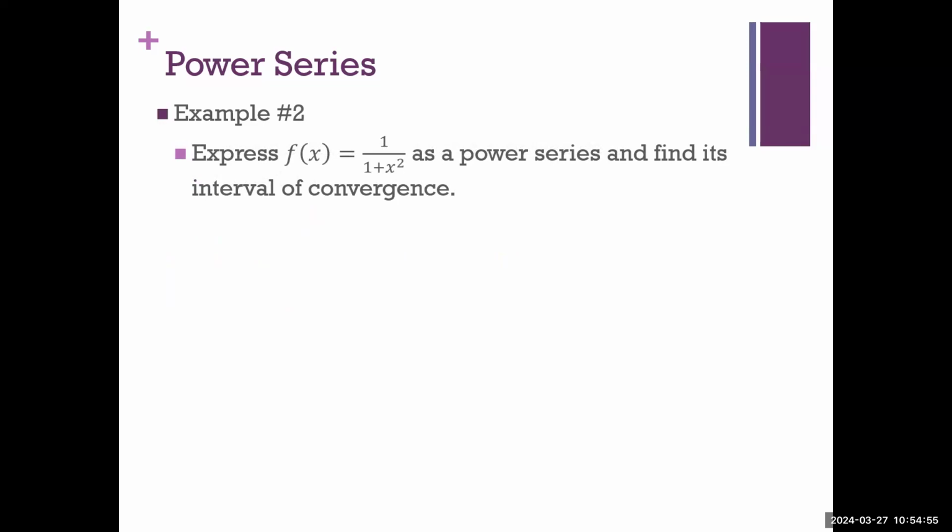So this thing here, I want to express this as a power series, and I want to find the interval of convergence of that power series. It seems kind of weird to think about this function. Basically, what I'm telling you is 1 over 1 plus x squared is equal to something that looks like this. Anything jump out at you about how to get this done?